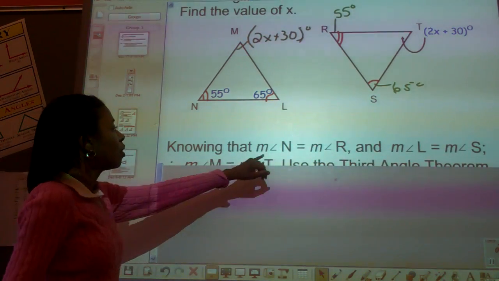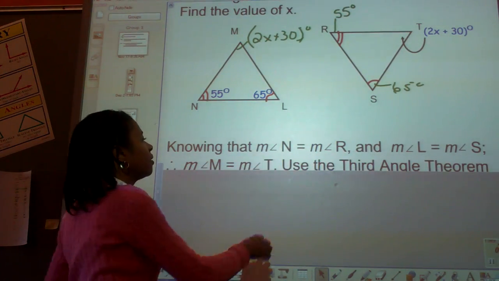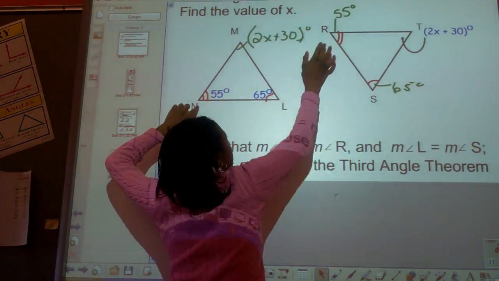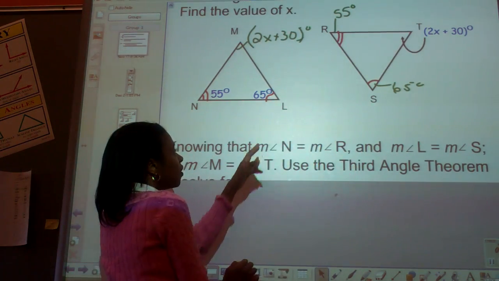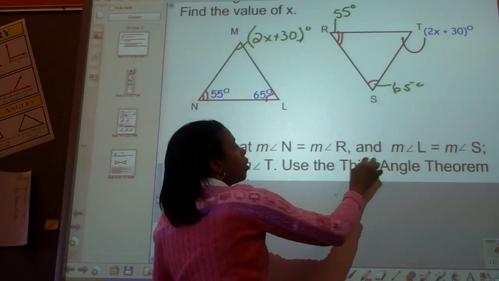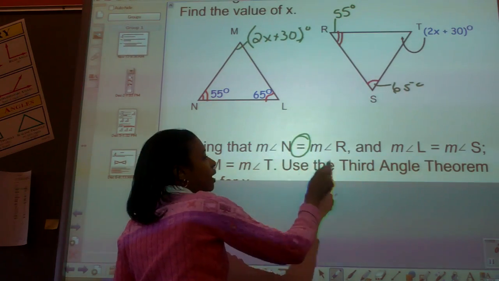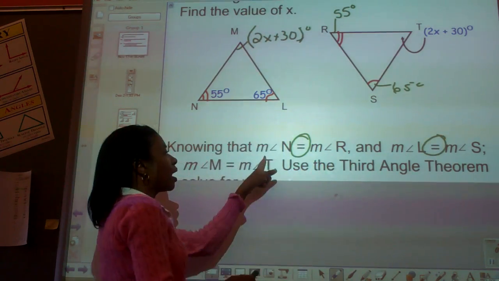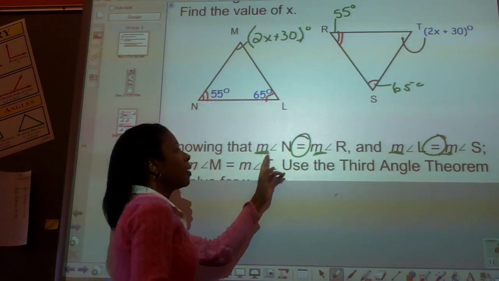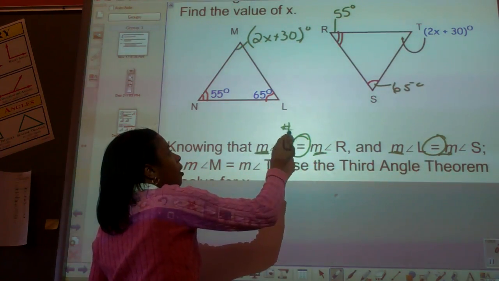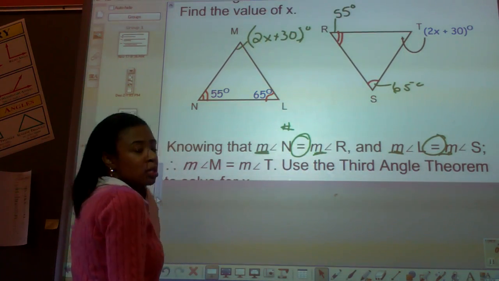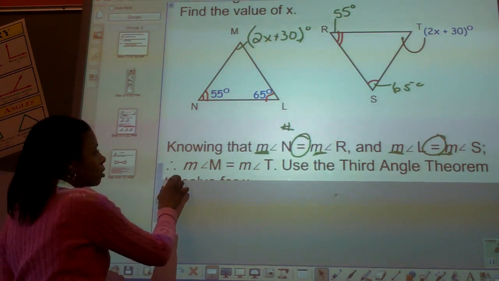Okay? And we know, again, as I've already verbally stated, that the measure of angle N is equal to the measure of angle R. These two are congruent. And the measure of angle L is equal to the measure of angle S. And notice I put the equal sign in here and not congruent. And I also have the measure of in here now. Remember, when I say the measure of, I actually want the number. And I did write the numerical values. Equal and congruent, same but different. Remember, we talked about it.